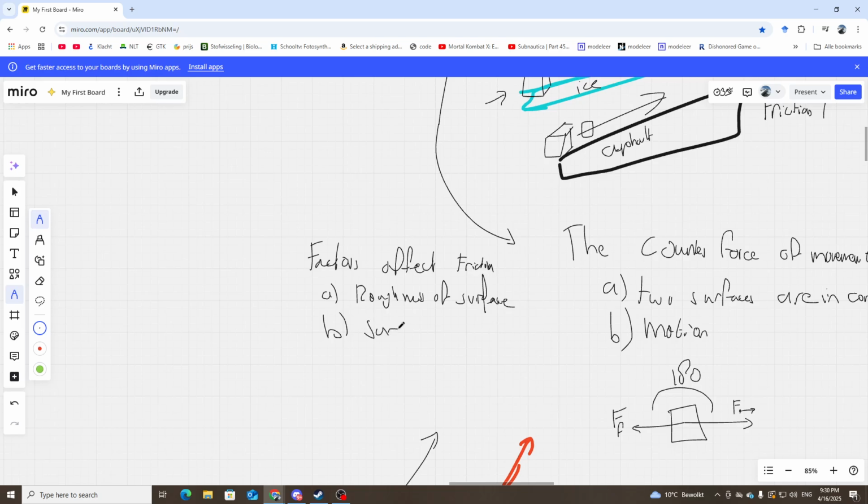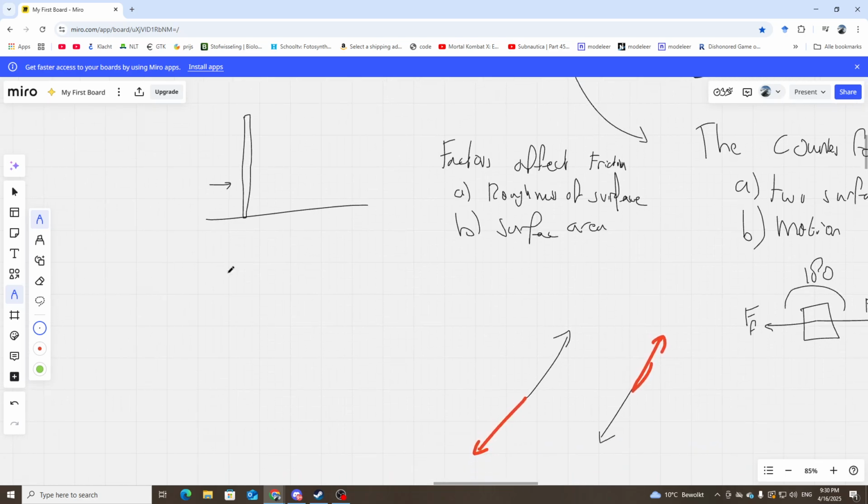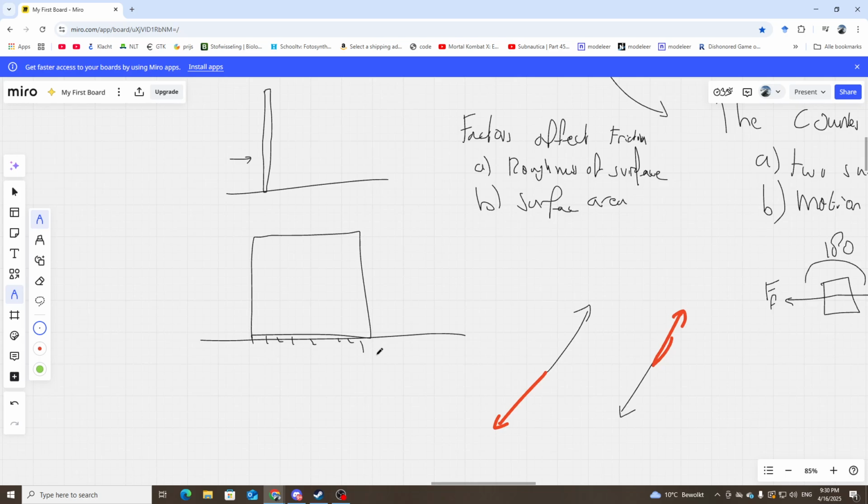So surface area. For example, if I have just this on a path and I move it forward, it has way less friction than if I have a huge box on a path because there's more points of friction with the floor. Same if you're on the bike: moving through the air has friction on you, resistance. If you open your jacket, there will be more resistance, so a larger surface area means more resistance.